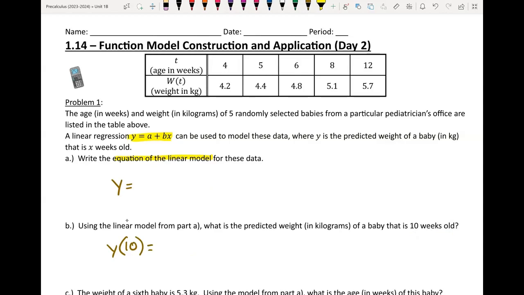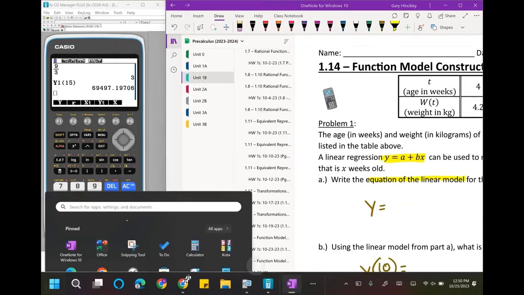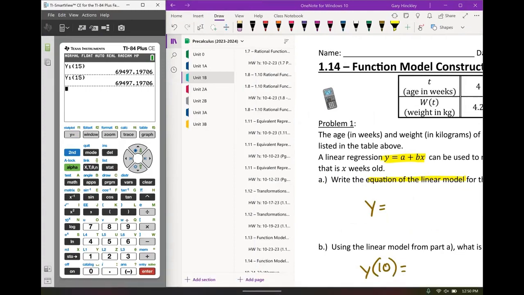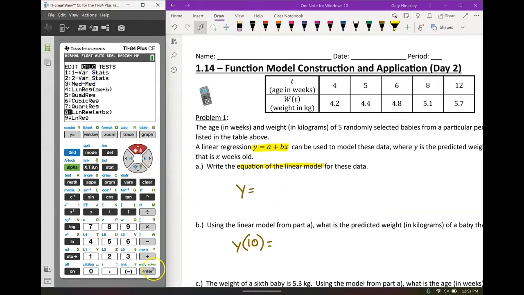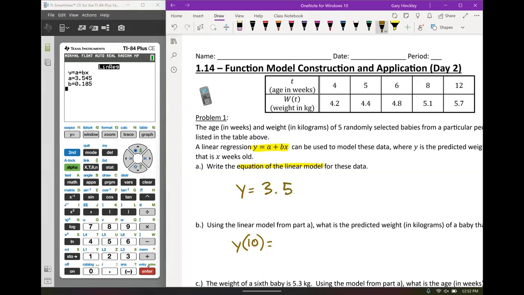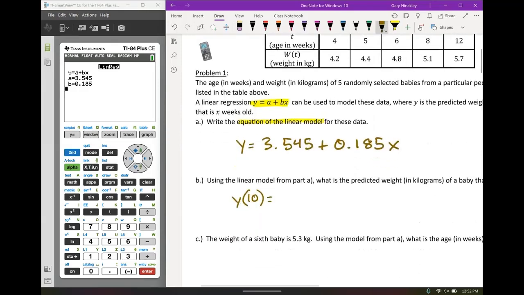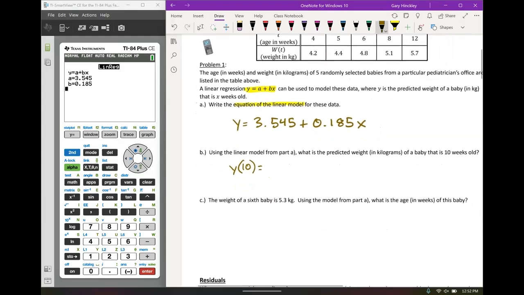All right, let's double check our work. I'm going to go ahead and enter my data in, and we'll check what we have. Let's see if I get the same thing as you guys. I'm going to store this in Y1, since we're going to be using it. Is this what you guys got? Y equals 3.545 plus 0.185x? Perfect.